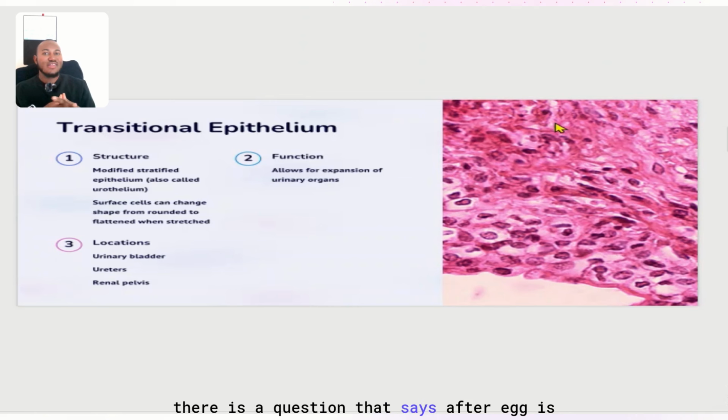Now there is a question that says, after the egg is fertilized, the first tissue that appears is called what? Primary germ layers. Very important for you to know. What lines the digestive tract?